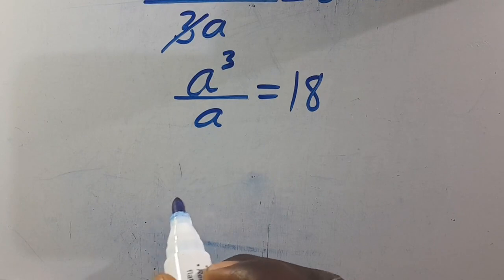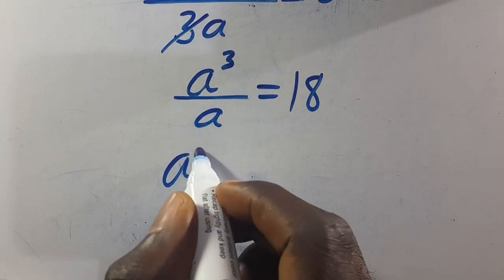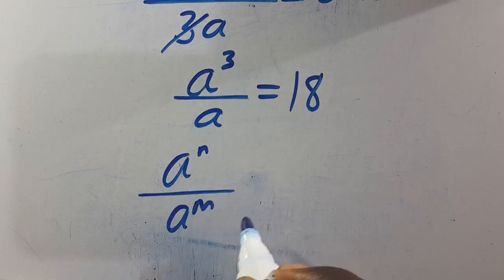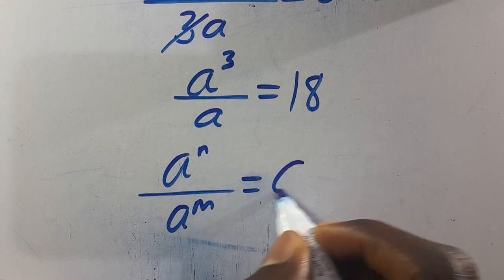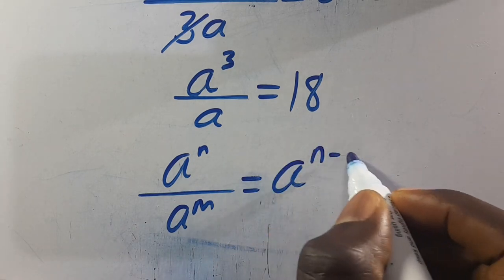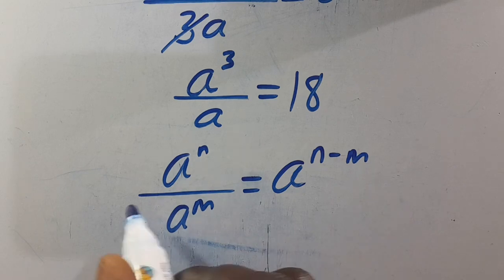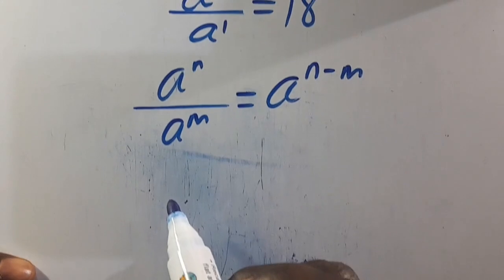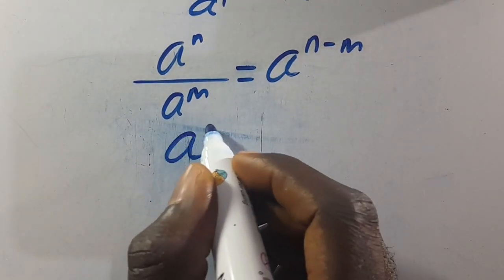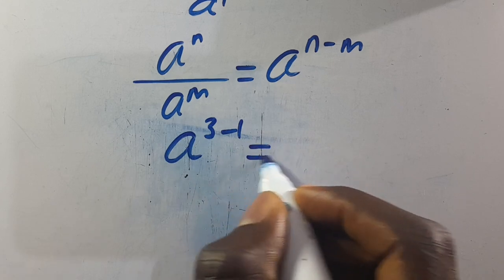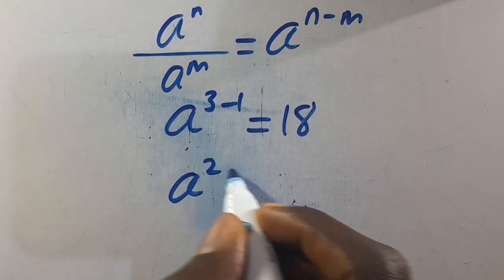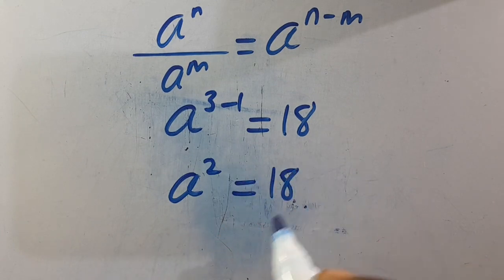Remember from the law of indices, when you have a to the power of n divided by a to the power of m, this can be simplified as a to the power of n minus m. This one has power 1, so we can have it as a to the power of 3 minus 1 equals 18. We have it to be a square equals 18.